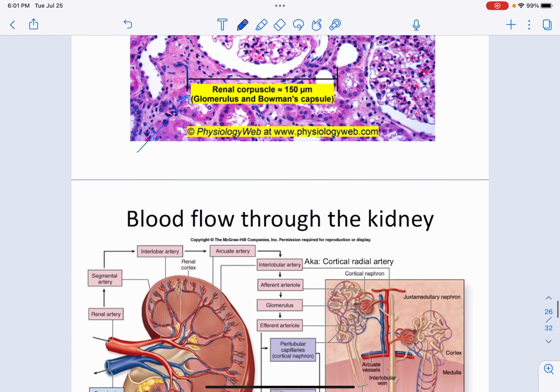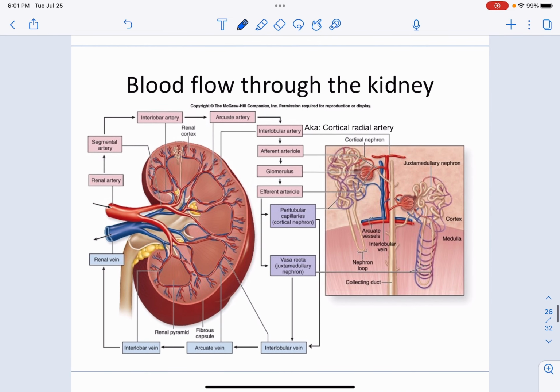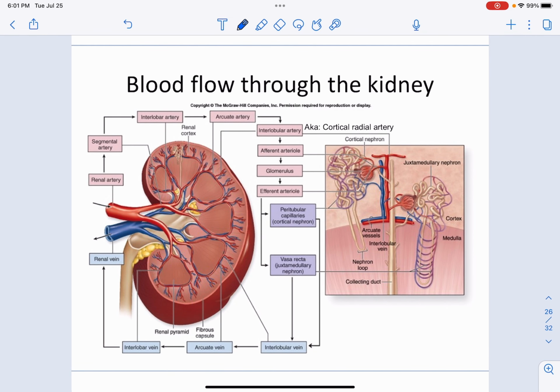All right, so we have to talk about one more concept, and I know this looks crazy, so just bear with me. We've been talking about the glomerulus, and how blood enters the glomerulus through the afferent arteriole, and then exits through the efferent arteriole. But the question, which I haven't gone over, is how does blood actually make it to the nephron, right?